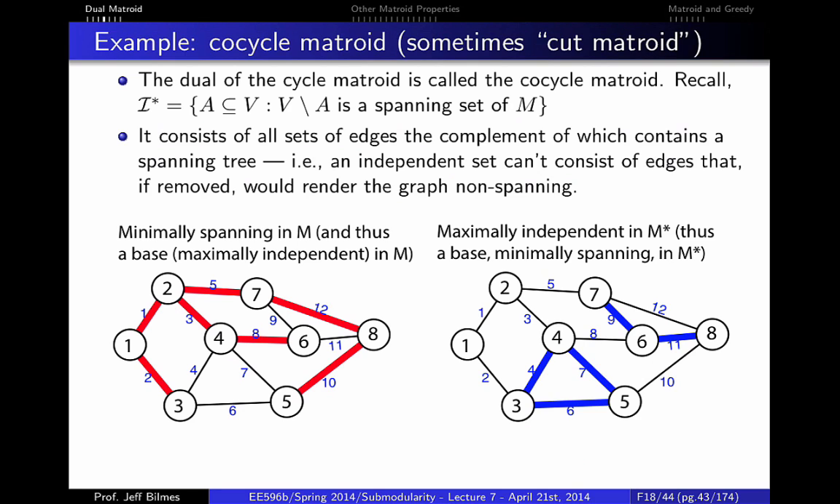So like I said, the type of independent sets are totally different in the dual matroid than in the primal matroid. Moreover, not only is it independent, but it's a base. Why? Because we said that bases are complements of each other. And since on the left-hand side we've got a spanning tree, on the right-hand side we've got a spanning set in the dual.